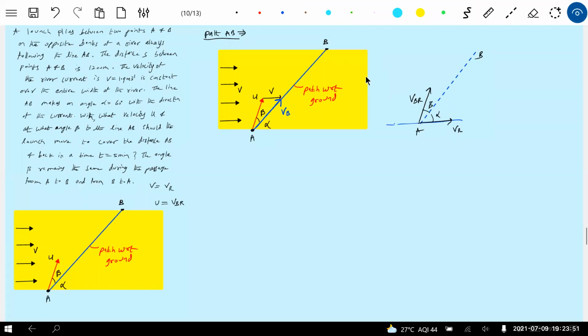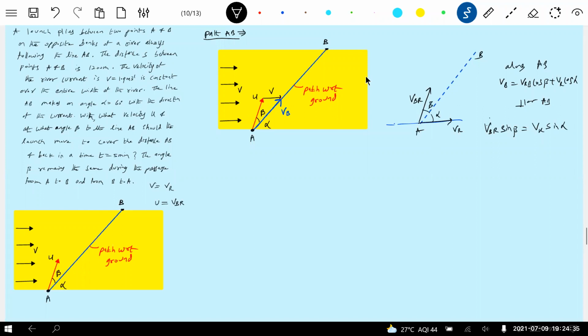So what should be the VB I should write? VB should be equal to VBR cos beta. I'm slightly deviating from the notation we brought earlier. This is along the path. Perpendicular to AB, the resultant velocity should be 0. So for that, VBR sine beta equals VR sine alpha. Alpha we know, VR we know, VBR we know. Beta is the unknown thing, we can calculate from this.